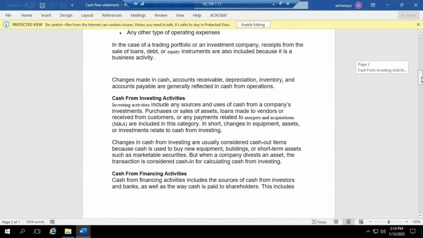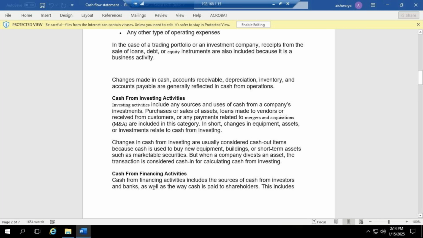Okay, so then cash from investing activities. Investing activities means cash from a company's investments, purchases or sale of assets, loans made to vendors or received from customers, or any payments related to mergers and acquisitions are included in this category. In short, changes in equipment, assets, or investments relate to cash from investing.